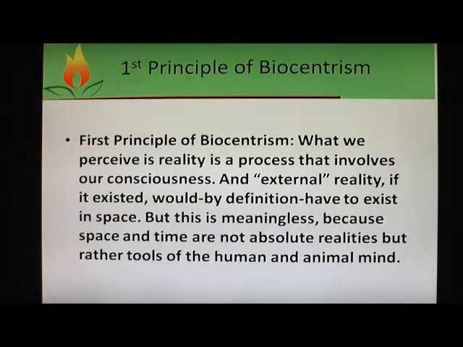I just want to go through the 7 principles of biocentrism according to Lanza. The first principle of biocentrism is what we perceive as reality is a process that involves our consciousness. And external reality, if it existed, would, by definition, have to exist in space. But this is meaningless because space and time are not absolute realities, but rather tools of the human and animal mind.